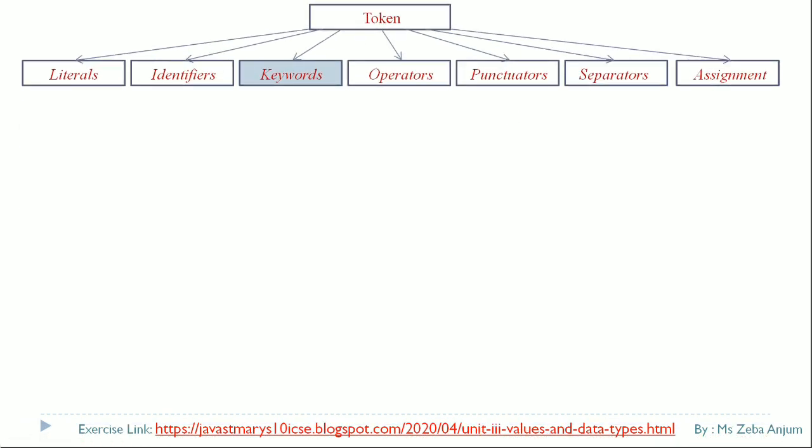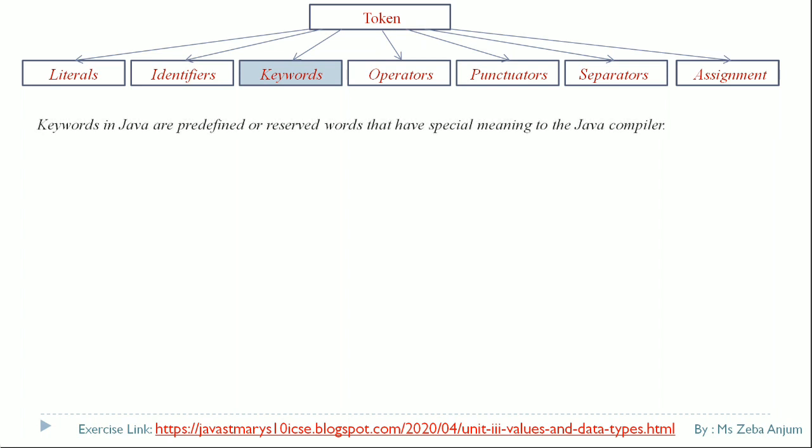Now moving towards your third category of tokens, that is keywords. We have discussed that there are some special words whose meanings are already defined to the compiler, and those are your keywords. See, keywords in Java are predefined or reserved words that have some special meaning to the Java compiler. Now we have some Java keywords over here.